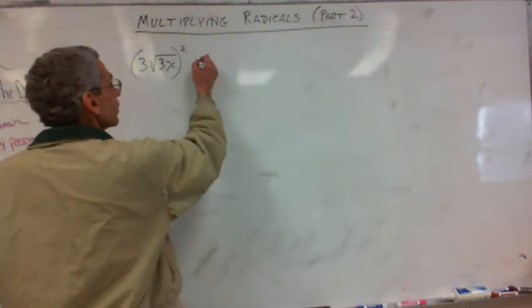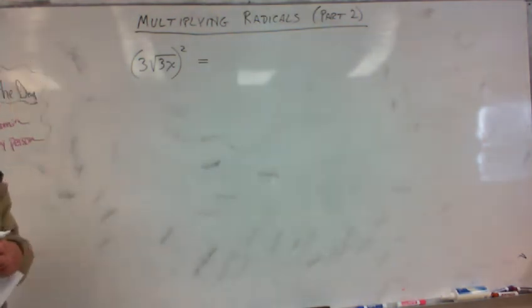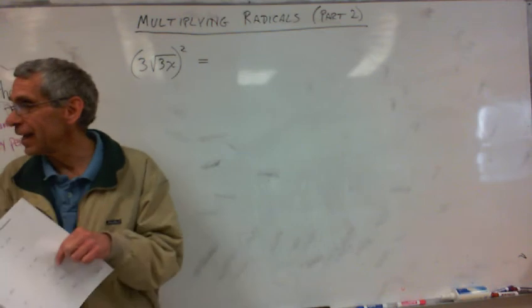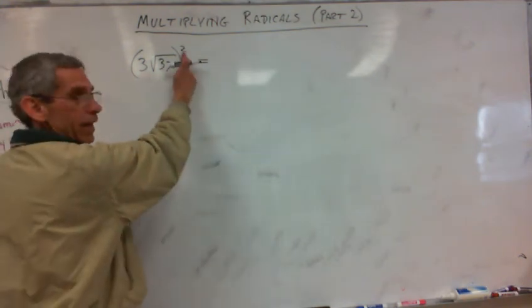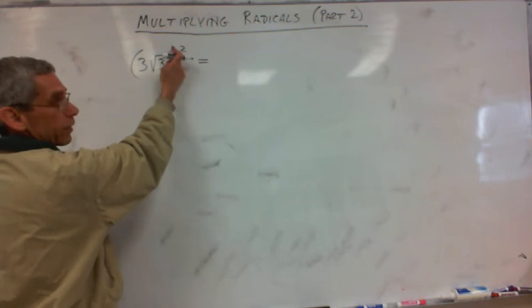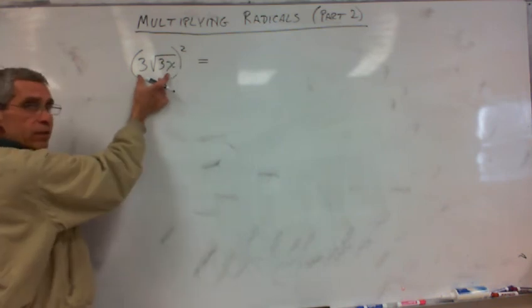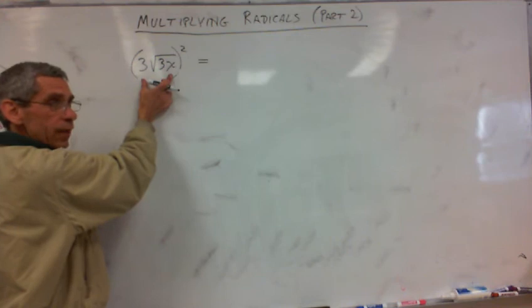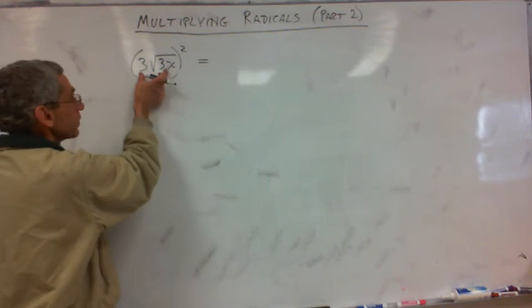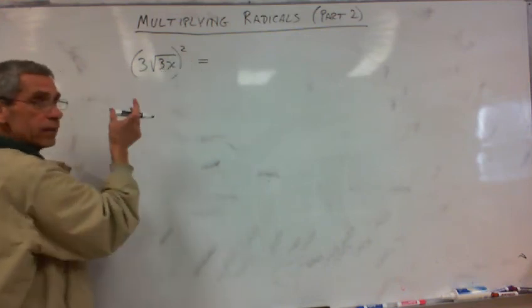All right. So you do these things in stages. Just remember what that squared means. It's right next to a parenthesis. That means you're going to take everything in the parenthesis and multiply it times itself, twice. So you've got this times this. That means I'm doing it twice, right?